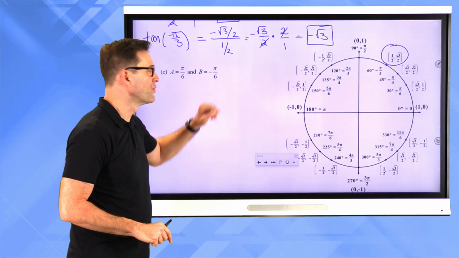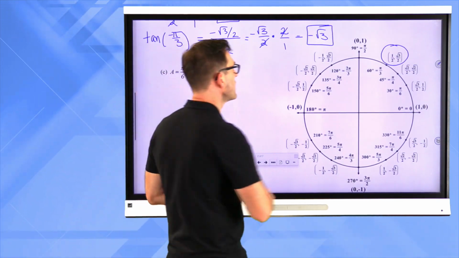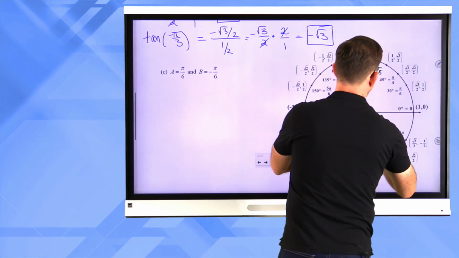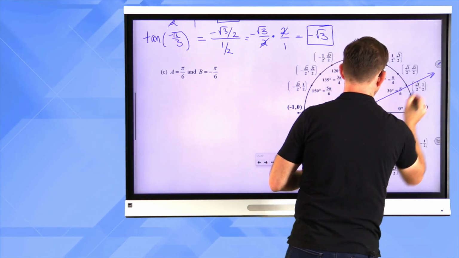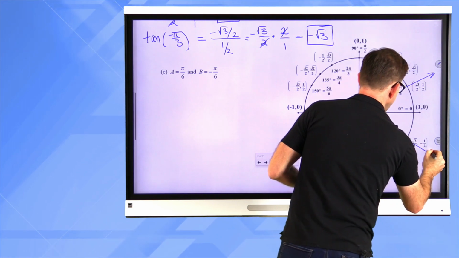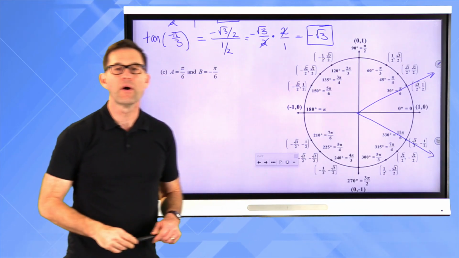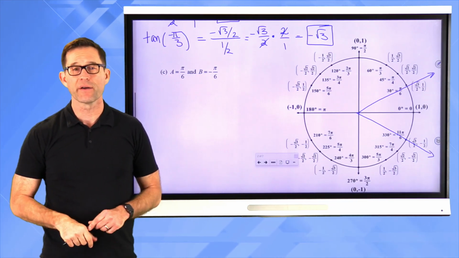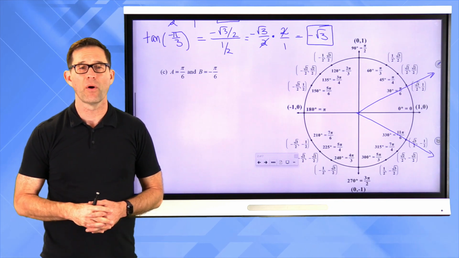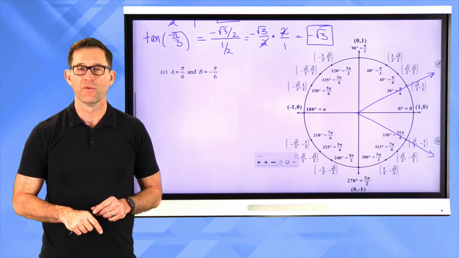Here we go, pi over 6 and negative pi over 6. Again, keep in mind, pi over 6 right here, negative pi over 6 right there. Why don't you go ahead and try to find their tangent values? These are going to be probably the ugliest of them all. Go ahead and pause the video and do those two.